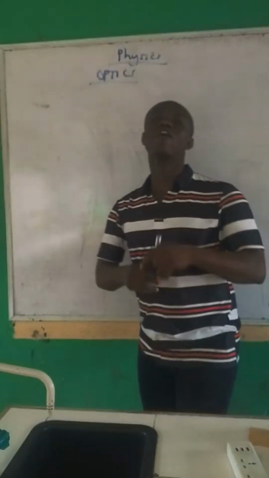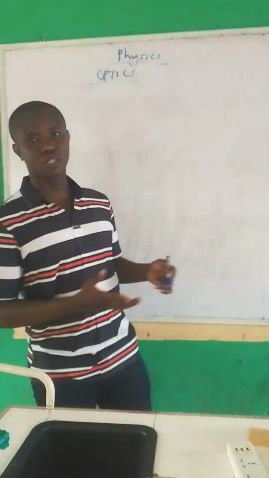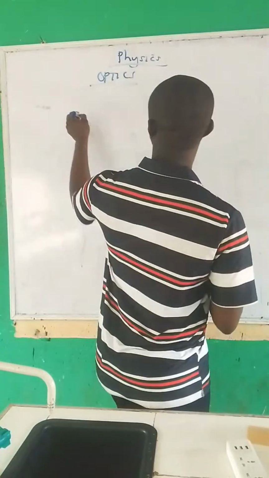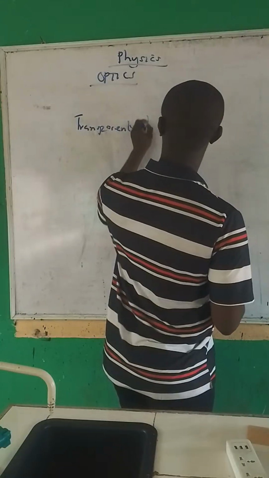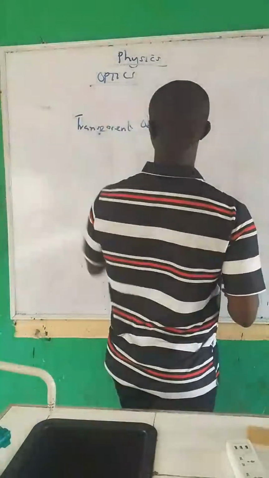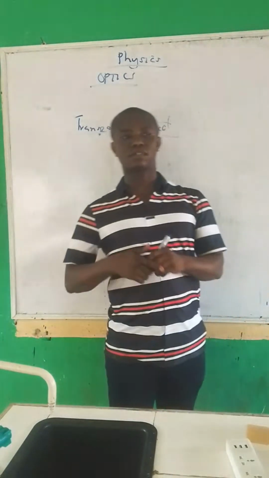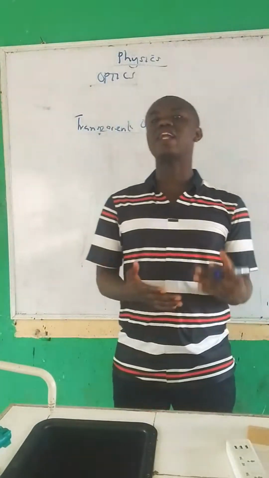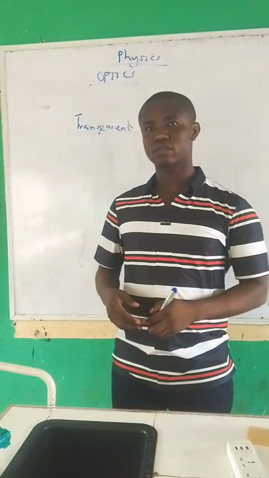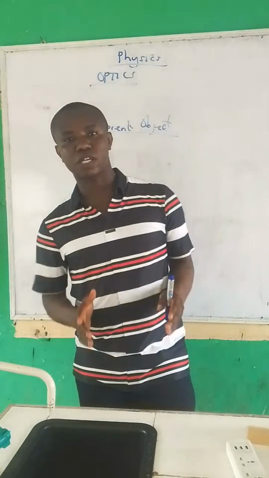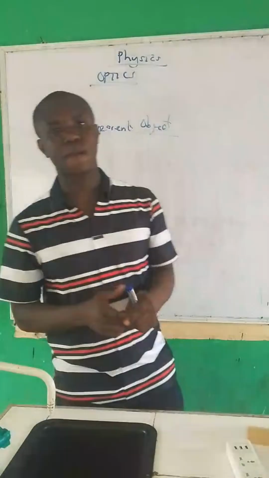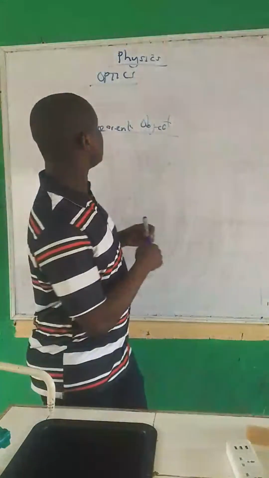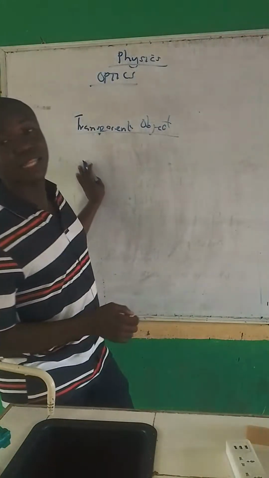So we have some terms we use in optics. The first term we use in optics is transparent objects. A transparent object is an object that can allow light to pass through it easily. Now, the other term we use is what?